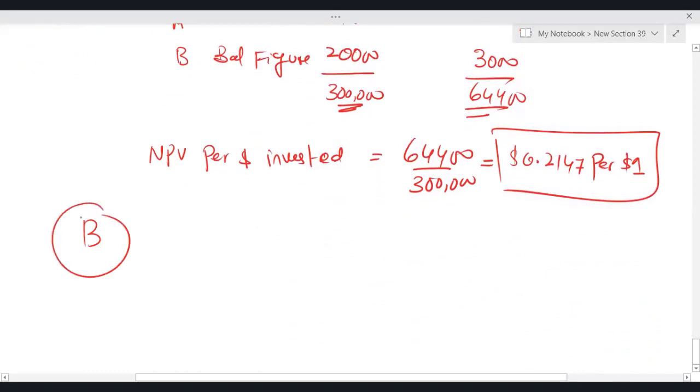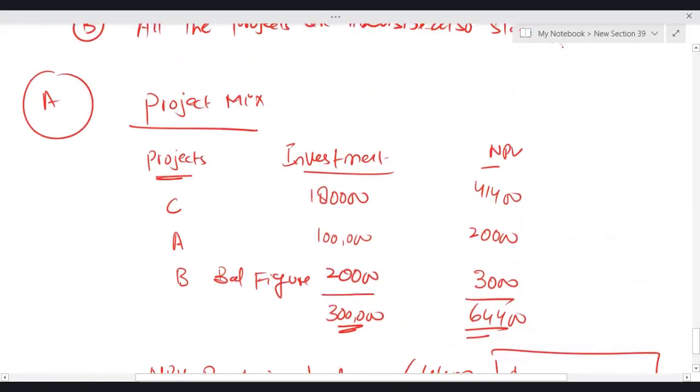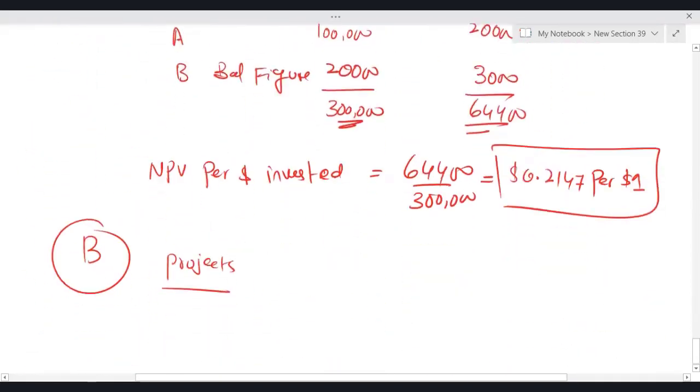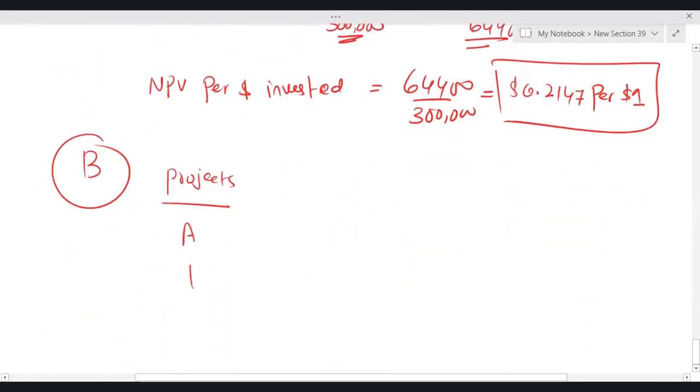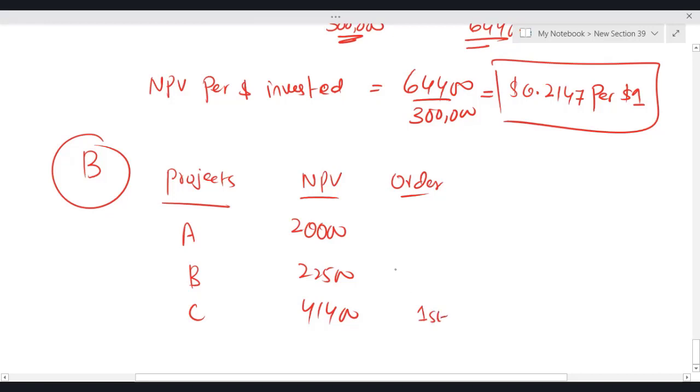Now part B. In part B, all the projects are indivisible. When all the projects are indivisible, we make the project mix on the basis of absolute NPV. So simply first write A, B, C. Now I only need NPV: 20,000, 22,500 and 41,400. Order: first, second, and third.